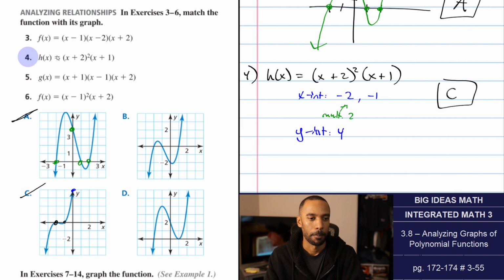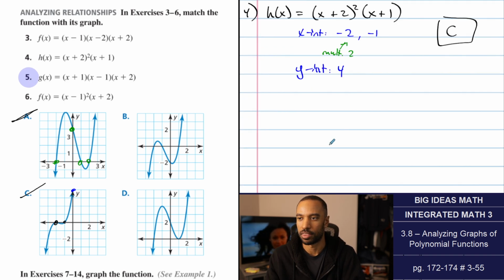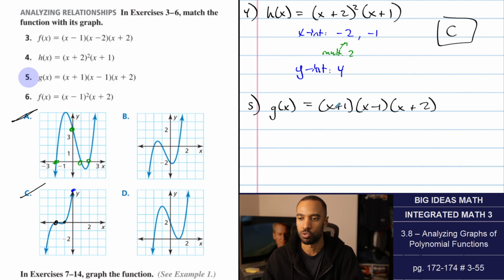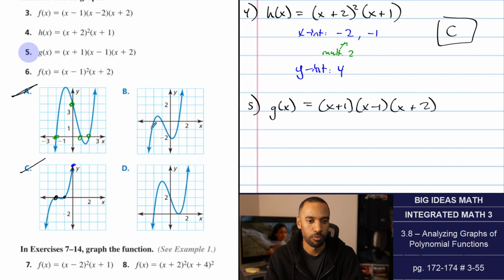Okay, number 5. Let's see if we can say these ones out loud. I will still write the function with it, and let's make note because it's either one or the other. Positive cubic function, once again. Because we're going to draw our own graphs coming up next, so I don't want to do too much here. X-intercepts of -1, 1, and 2. No multiplicity, so it'll go through all of them. So -1, 1, and 2 looks to be B right there.